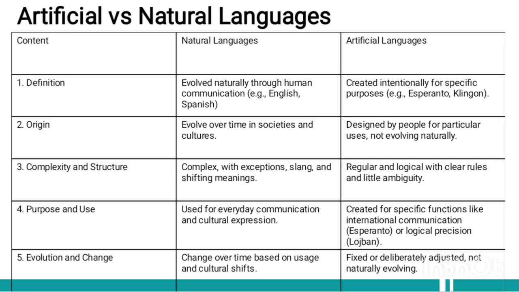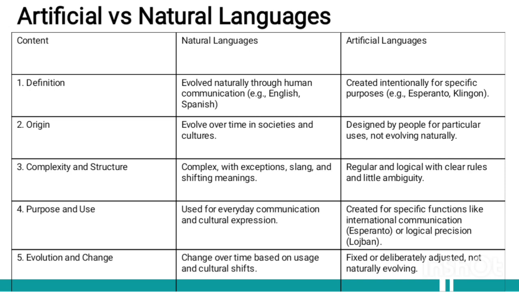Next one, complexity and structure. Natural languages are often complex with irregularities, exceptions, and slang. For example, English has many exceptions in its grammar, for example, go versus went, and the meanings of words can shift over time. Natural languages also contain idioms, slang, and cultural references that add to their complexity.